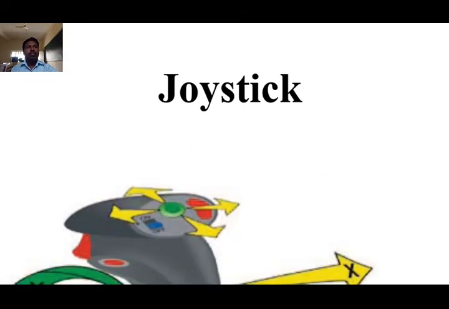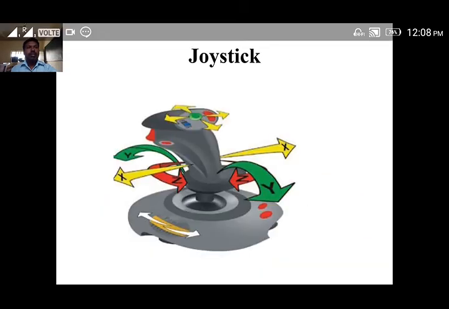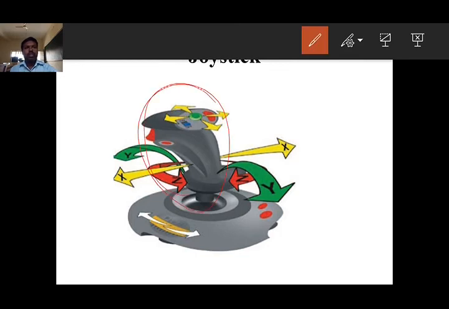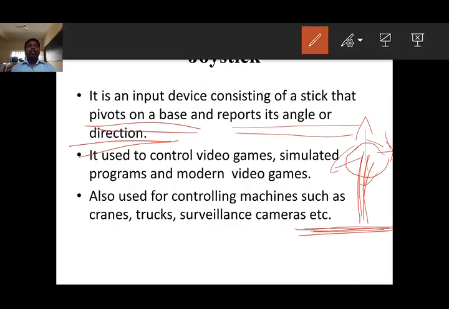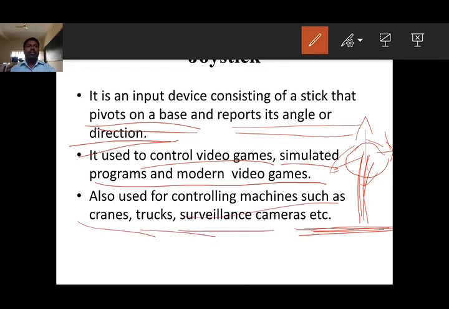See, this is the stick. The stick is pivoted on the base. Understand? So it is used to control video games, simulated programs and modern video games, and also used to control machines like cranes, trucks, surveillance cameras. To control those machines the joystick is used. I think the joystick is familiar to you guys because you people are playing video games. So in video games the joystick is used to control the movements.